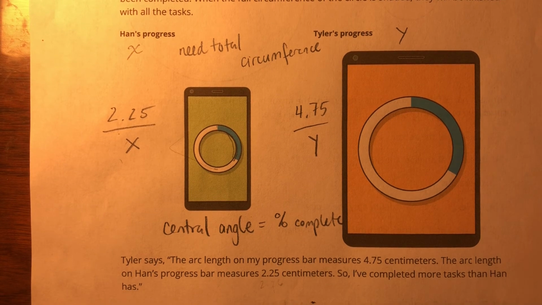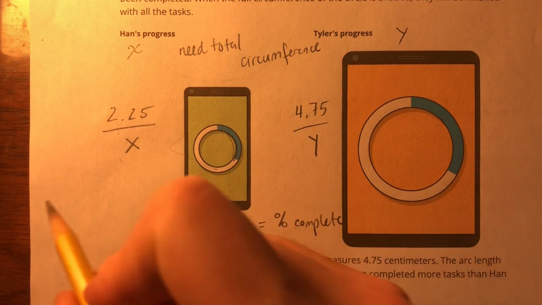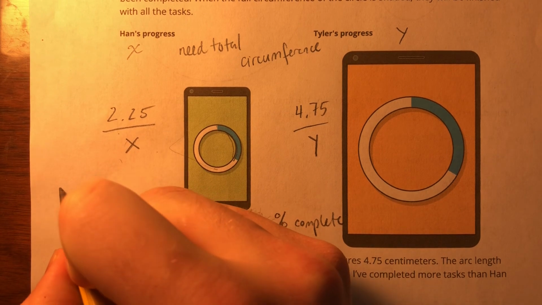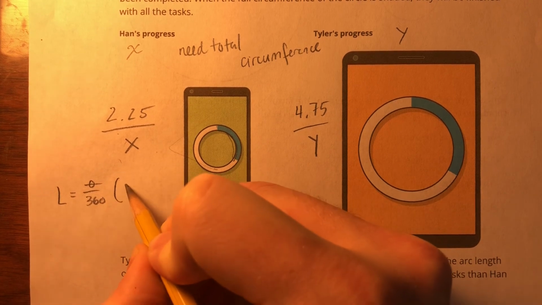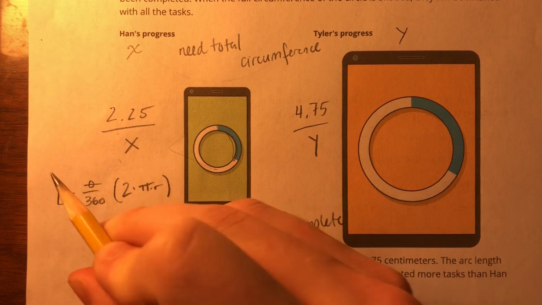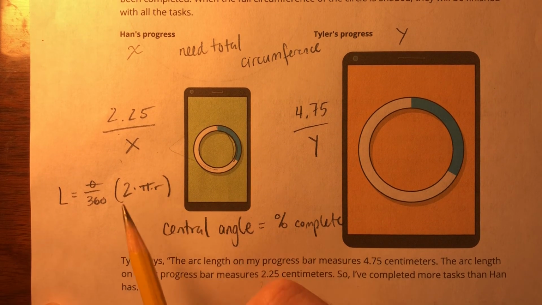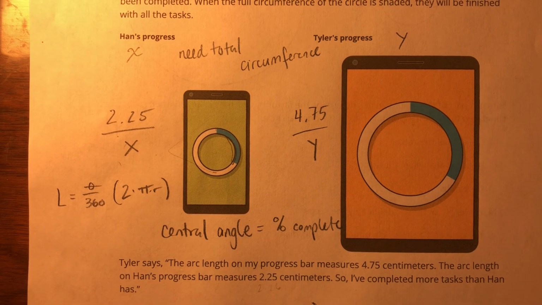I would be able to find the central angle, though, if I knew the length of the arc and the radius. So if you remember, our formula for arc length is L equals theta over 360 times 2 pi r. If we knew what the radius was and the length, that would knock out two variables. We would just be left with theta, so we could solve for that, which would be the central angle, and will tell us exactly what percentage had been completed or how much had been completed. All right, that's all for 10.1.